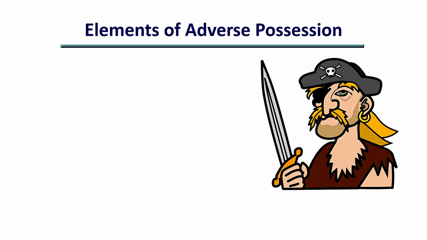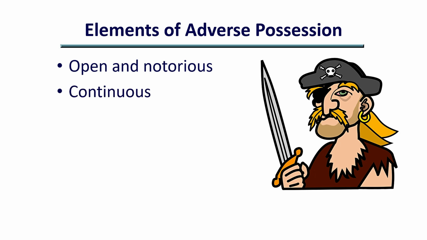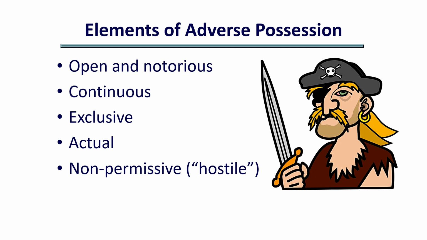So what are the elements of adverse possession? Well, there are traditionally 5 of them, and we're going to list them now, and then I'm going to show you how you can memorize them. The first one is that it's got to be open and notorious possession. Second, the possession has to be continuous. Third, it's got to be exclusive possession. Fourth, the possession must be actual. And finally, fifth, the possession has to be non-permissive. Often the courts will use the term hostile to describe this, but non-permissive is really a better way of capturing the concept, I think.